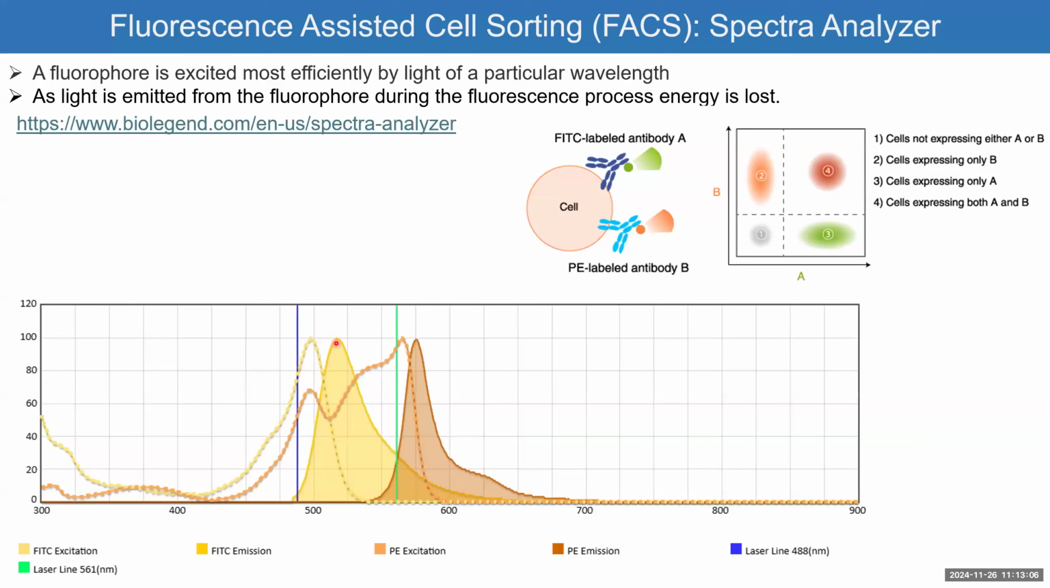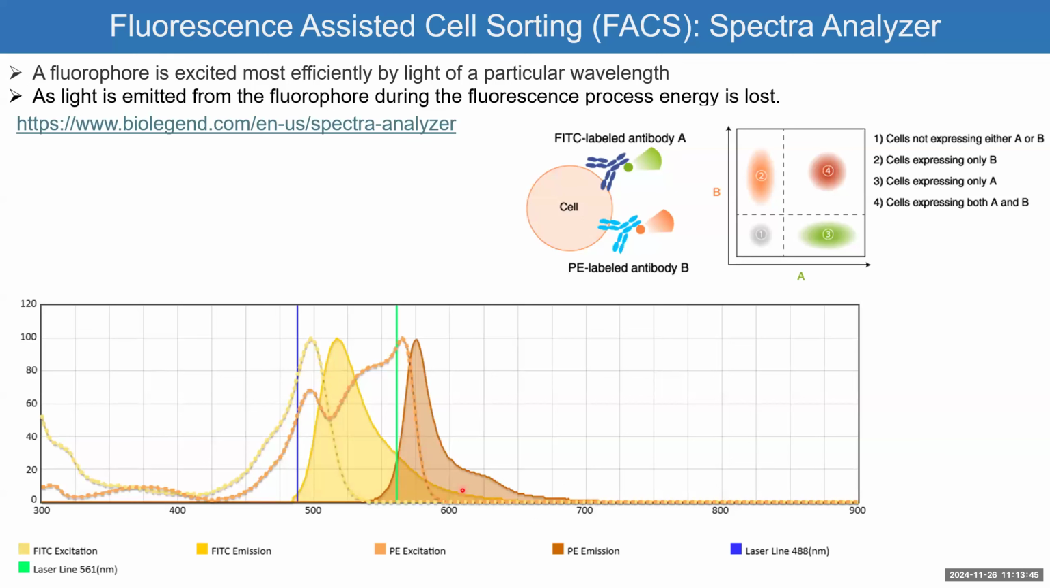So if I want to detect FITC, I have to have a detector that detects this guy here. And if I want to excite the PE, I use the 561 laser, and it's gonna emit light a little bit further. So you can see the PE emission in there, PE excitation is there in this one. FITC excitation is here. FITC emission is there. So this is how the basics of flow cytometry works.